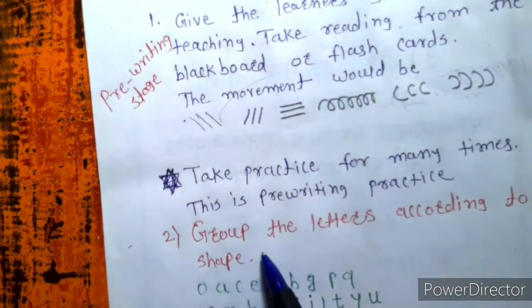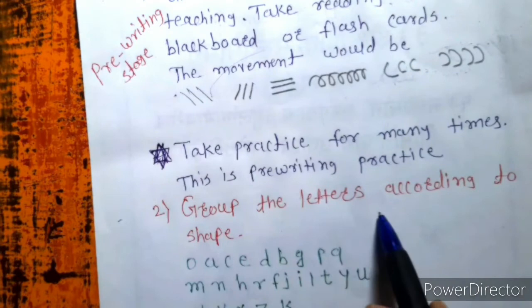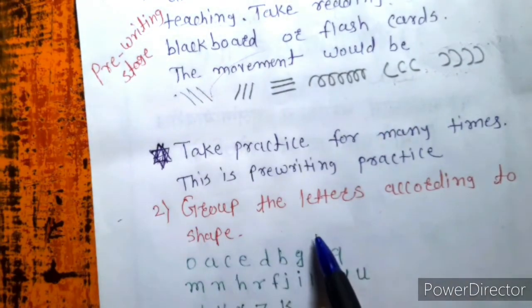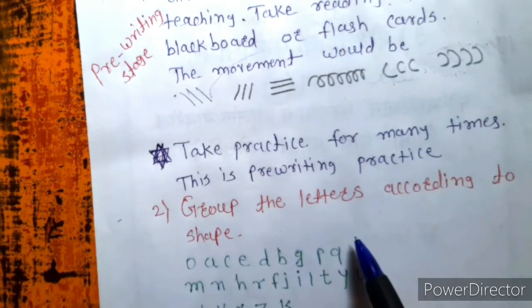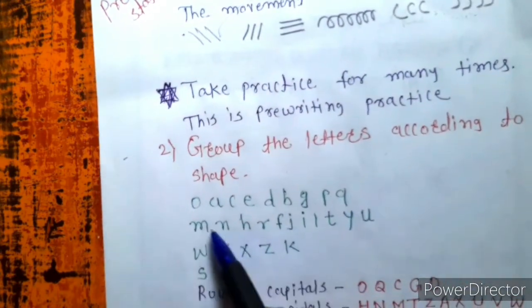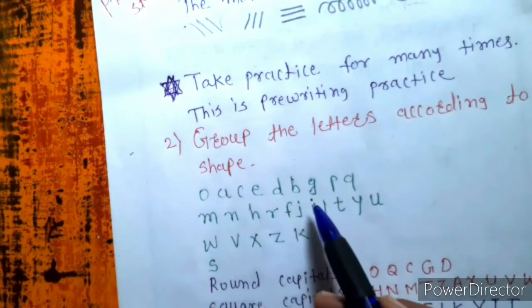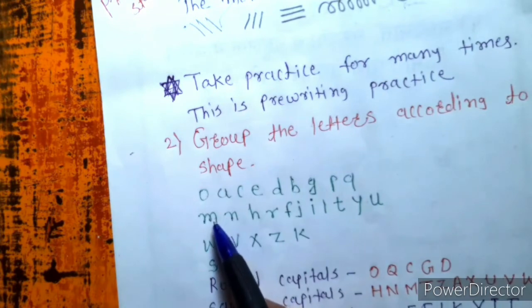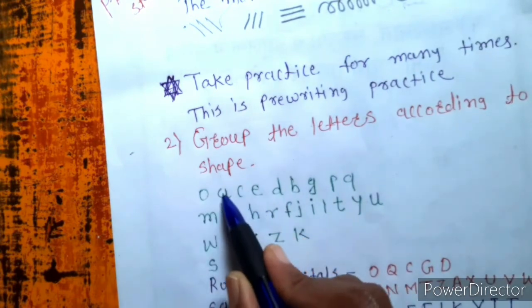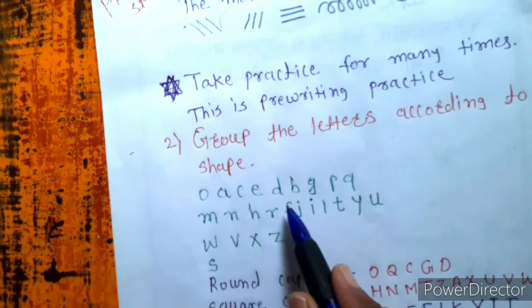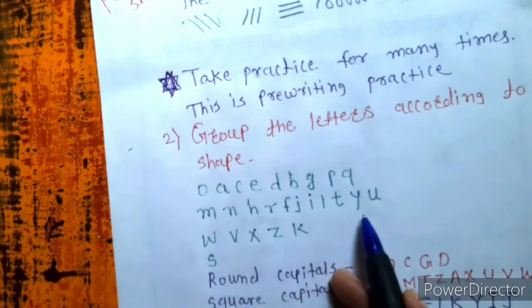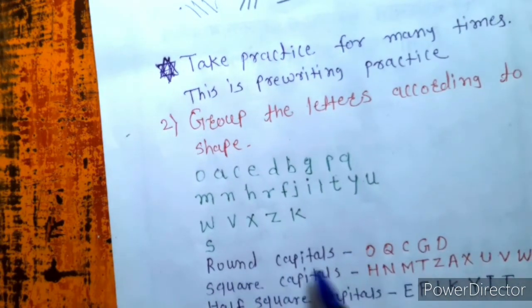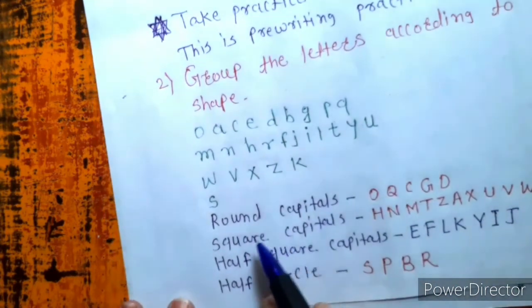Then the second one is group the letters according to shape. You know that in our alphabet A to Z there are various shapes of letters. Look at these letters. Here is O, A. This is a small a. C, E, D, B, G. These are small letters. Then we can divide them like that.